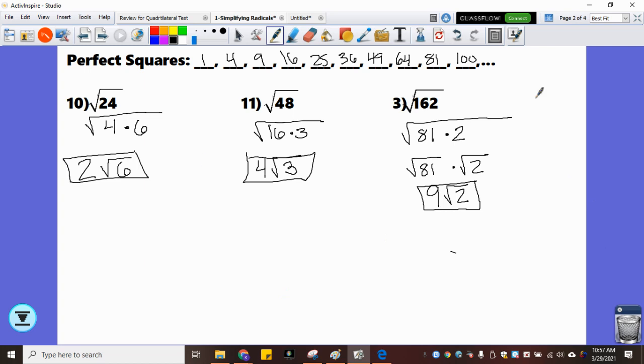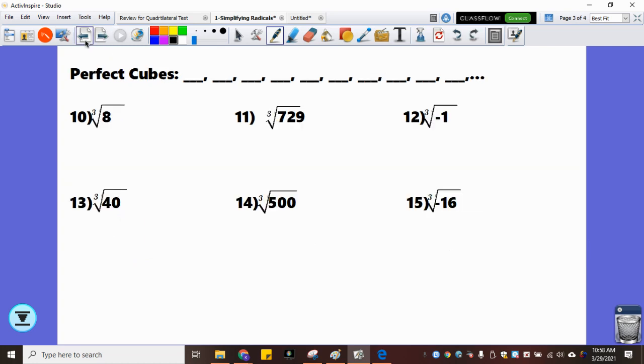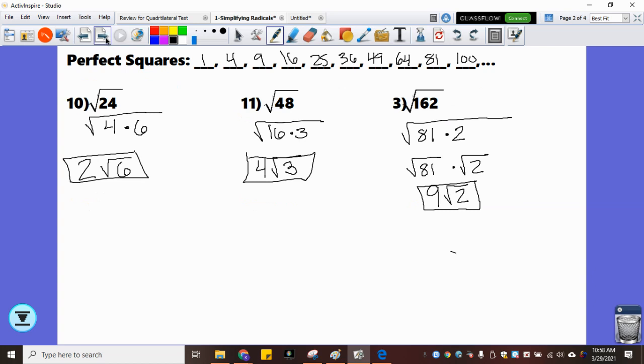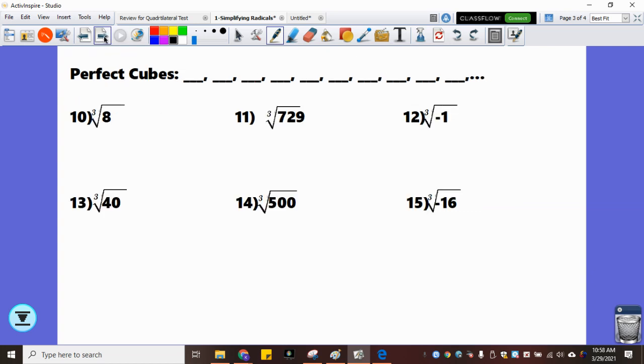So these are all called not perfect square roots, because if I put them in a calculator, I just get a long decimal. The next ones we have to do are cube roots. People usually have a little bit more trouble with cube roots just because you're not as familiar with cube roots as you are with square roots.